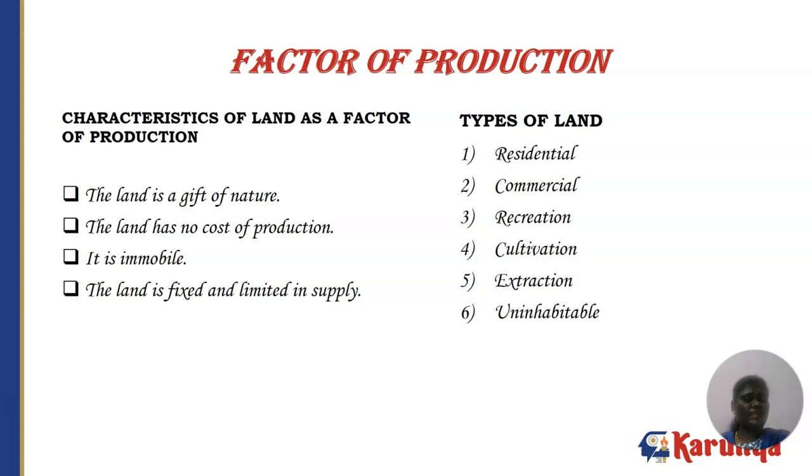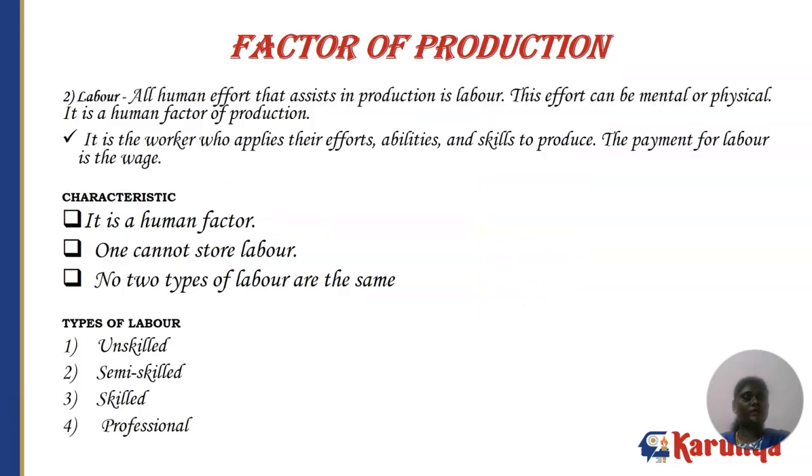As you know, factors of production are normally used by businesses or producers. They use all these resources in order to produce a product or service. Among those resources, the first is land, where there are different types of land, and as you can see, the characteristics of land as a factor of production.